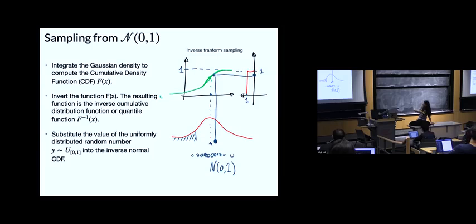So now you know how to compute samples from the Gaussian distribution with zero mean and unit variance. If you know how to do that, how can you compute samples from Gaussian distributions that have a general mean and any covariance matrix that I'll give you? This is what we'll see in the next lecture.